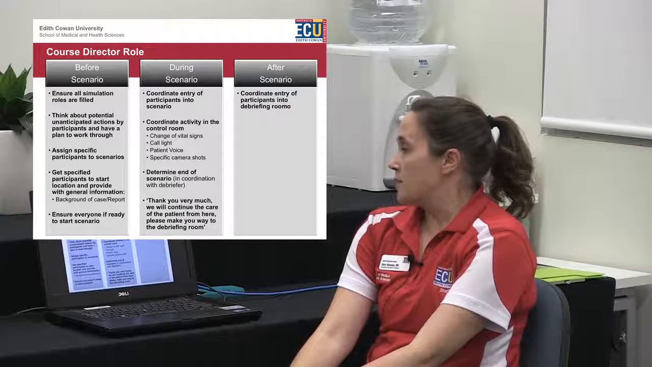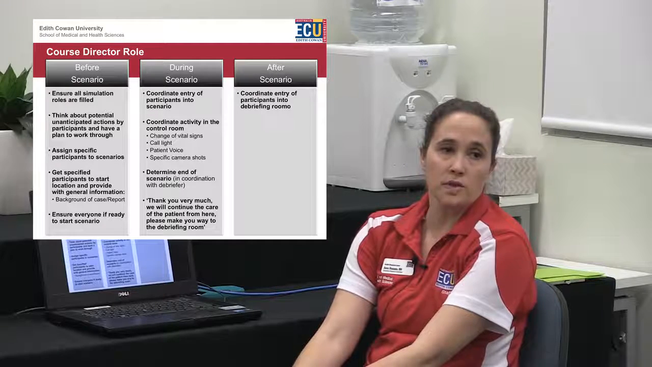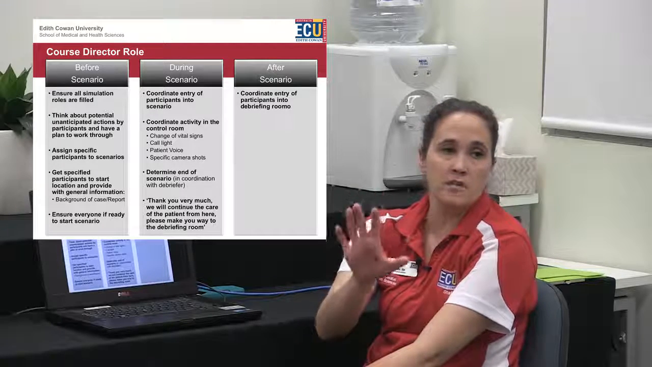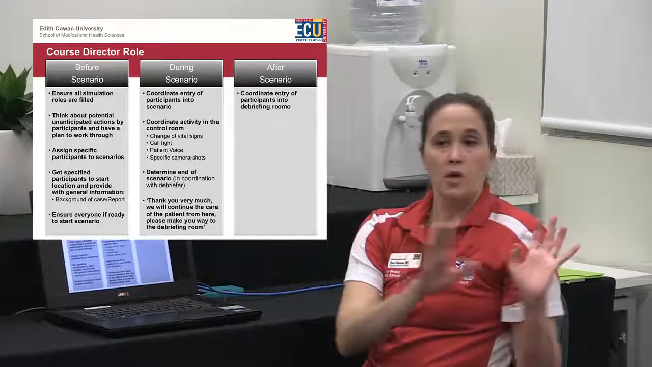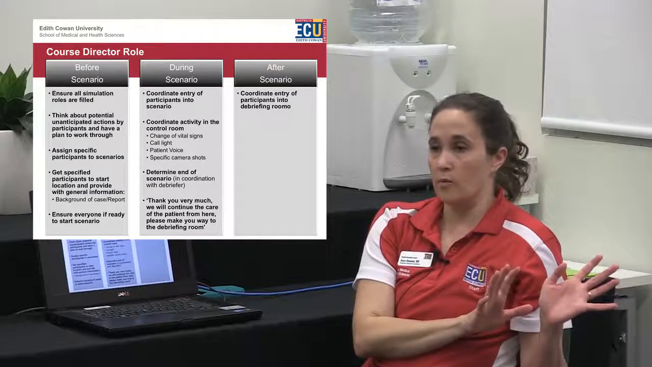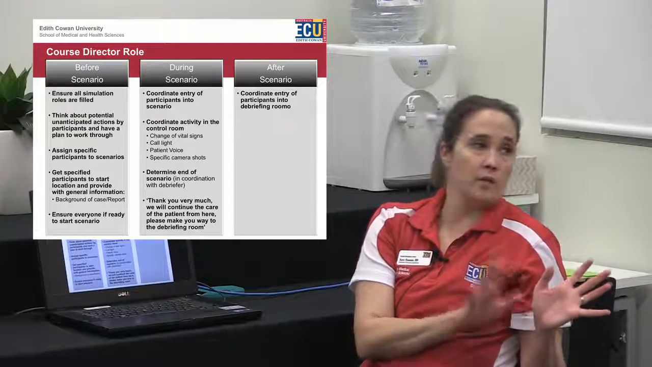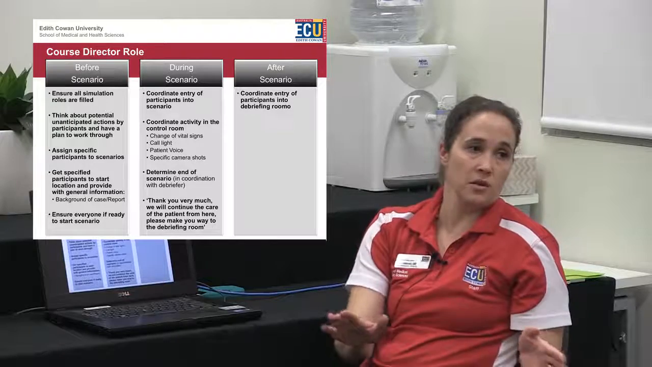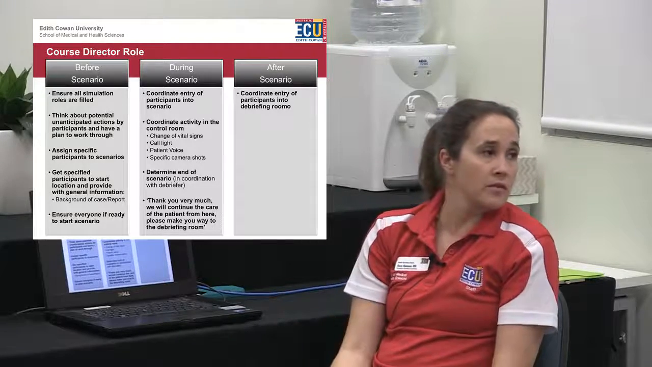You want to get the participants to a specific start location and provide them with general information. So whenever we set the stage for scenarios, we have the scenario set in the sim room. We have the participants somewhat waiting in the wings, and so they're primed and ready to go. We call them in when everyone's ready to go, and then they start the scenario. And we give them a briefing, a couple sentences as to what they're coming into.